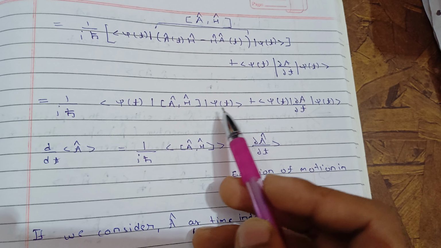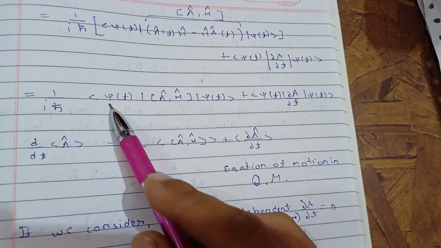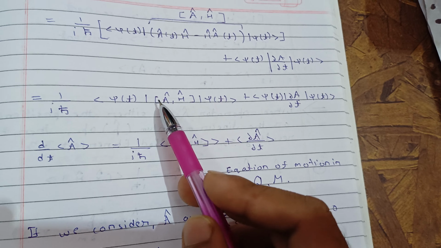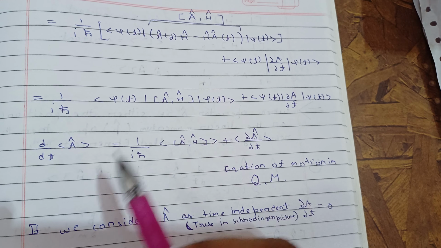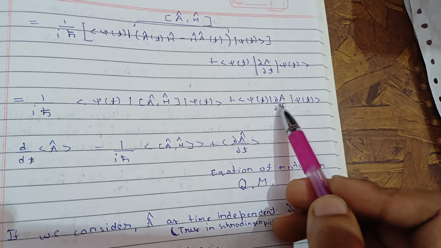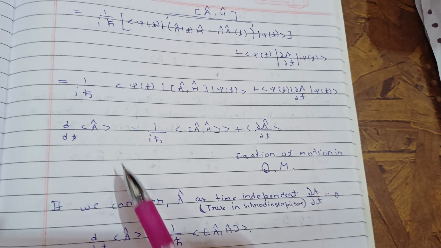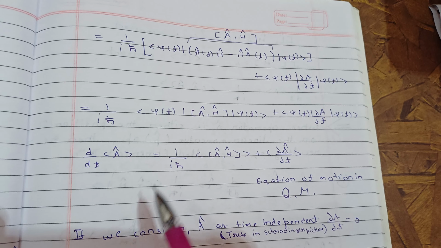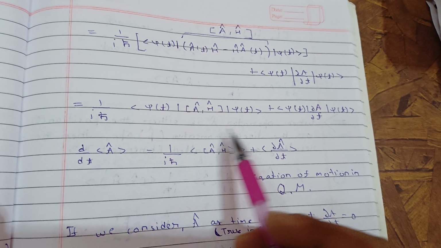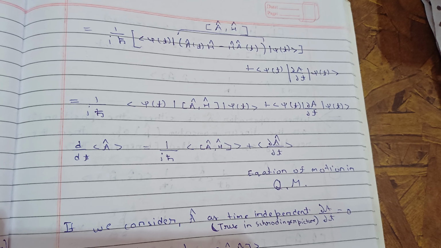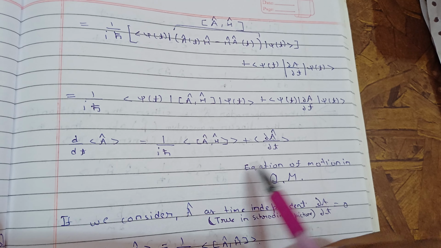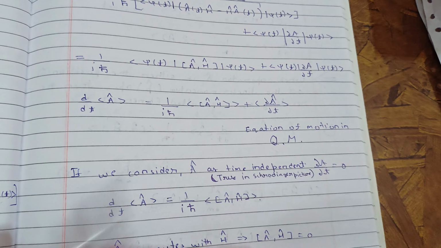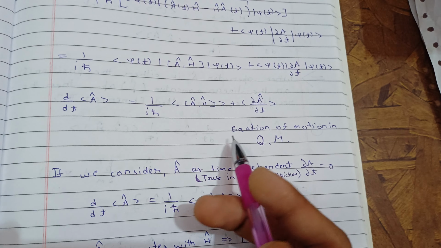Now see what this represents. Whatever is inside, this represents the expectation value of that quantity. So we can write this complete as the expectation value of the commutator [A,H], and this is the expectation value of del A by del t. So dA by dt equals this, and this is all equal to this. This is our equation now. This is called the equation of motion in quantum mechanics. So you must remember the equation of motion. We will use it in the questions. Now we can see some things.